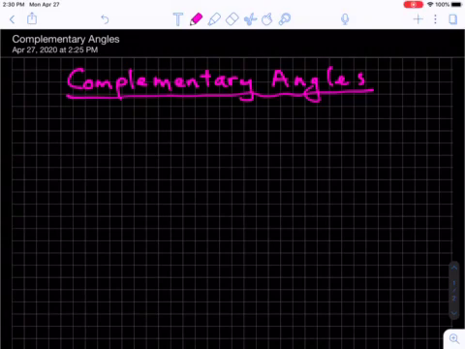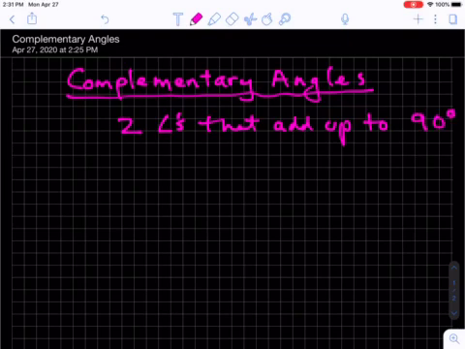Okay, this video is about complementary angles. The easiest way to describe a complementary angle is that it is two angles that add up, or sum, to 90 degrees. All right, it's that simple. So it's two angles that add up to 90 degrees.